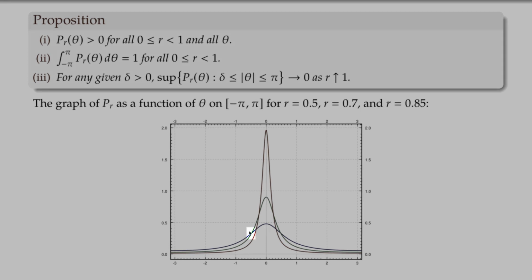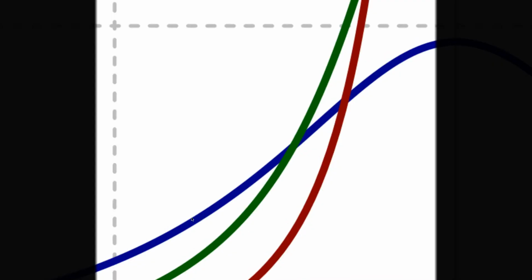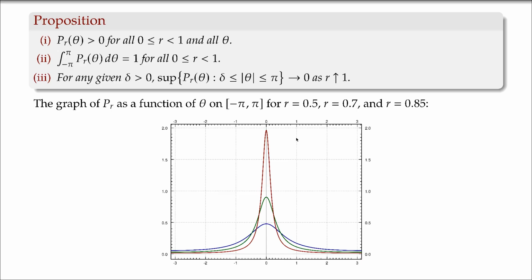Maybe let me try to zoom this in. You can see the blue one is bigger than the green one, but the green one is also going to become smaller.